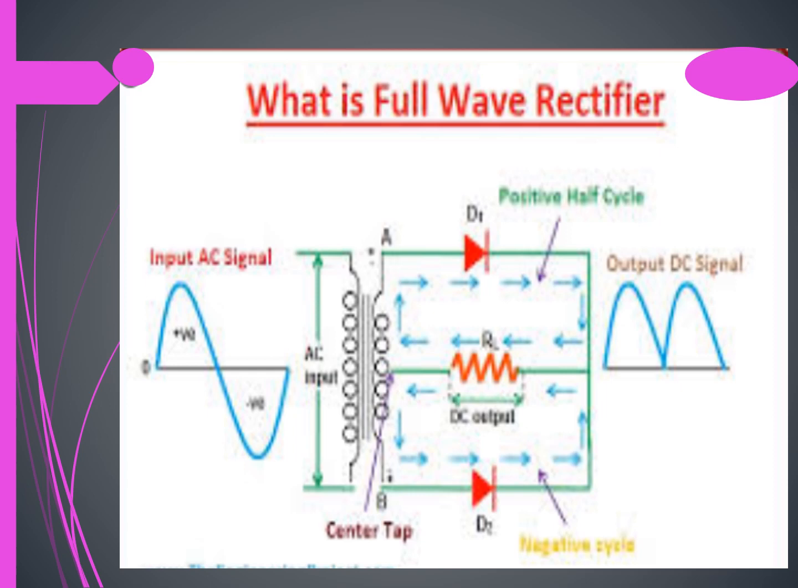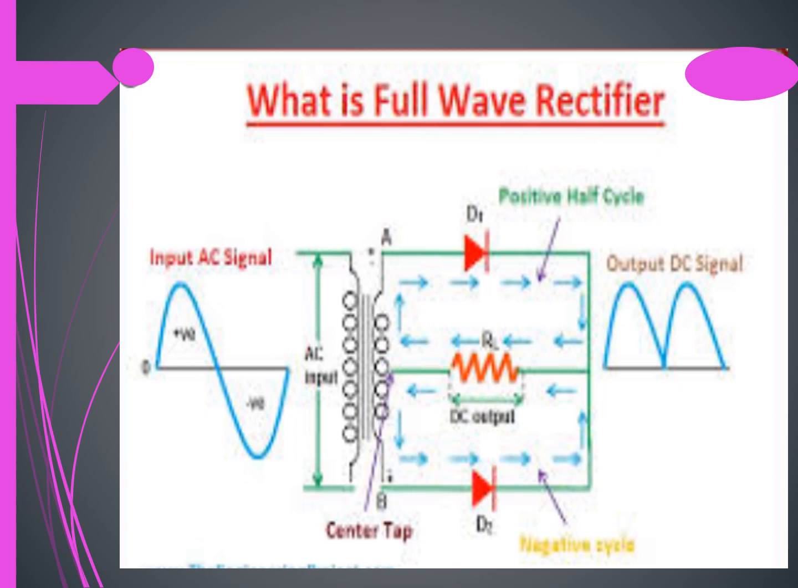Okay, so in this full wave rectifier, a center tap full wave rectifier, a center tap is used. As you can see in this diagram, there are two diodes, D1 and D2, and a load resistance is also connected, and there is an AC source and a transformer. The transformer that has been taken is a center tap transformer. Now, the working of this full wave rectifier.